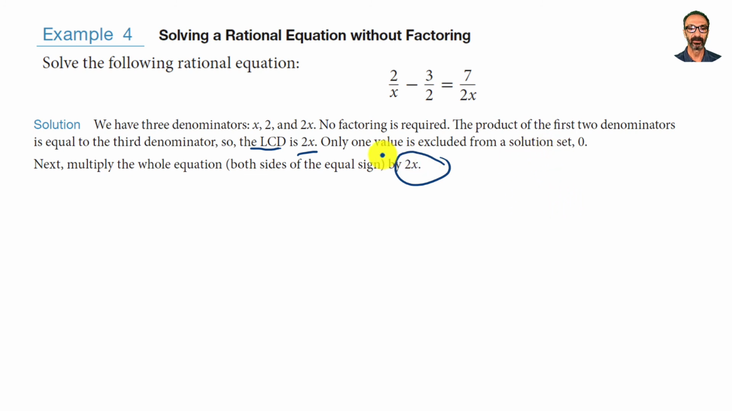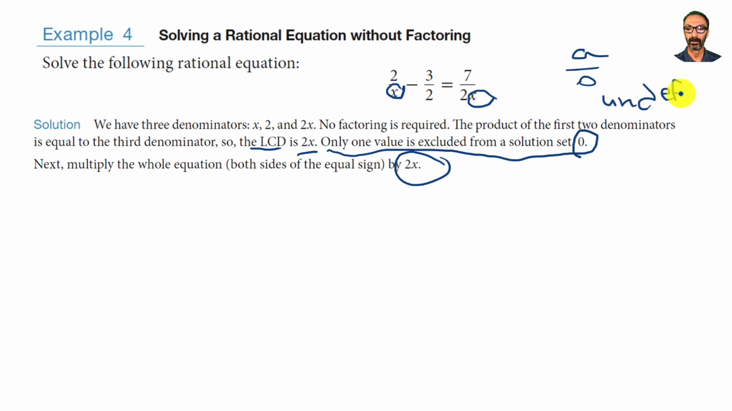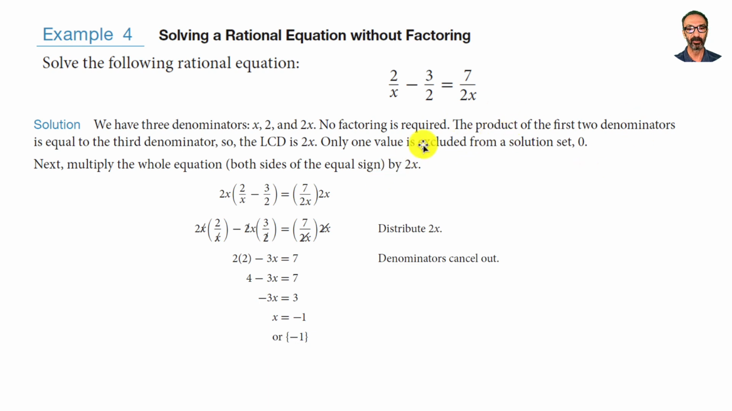Keep in mind that only one value is excluded from the solution set, which is 0. We cannot have 0. 0 cannot be here, 0 cannot be here. We cannot divide by 0. A over 0 is undefined. So anytime you get something that will force the denominator to be 0, you should reject it from your solution set. Okay, so here we bring the 2x to both sides, as you could see, to cancel.